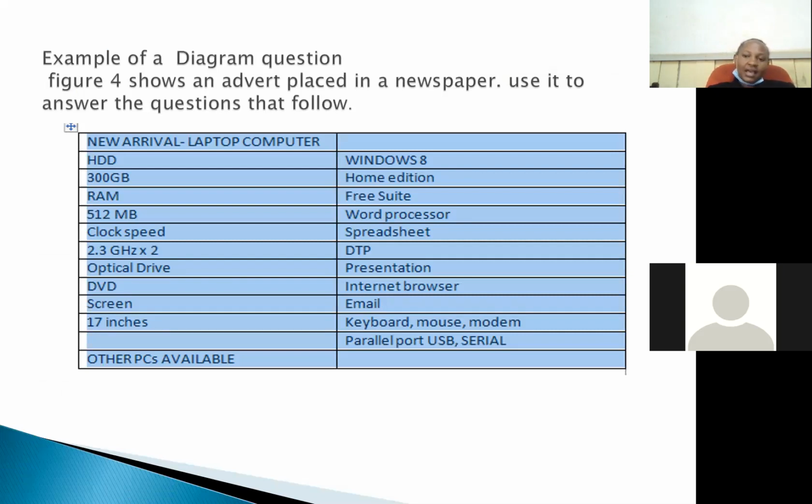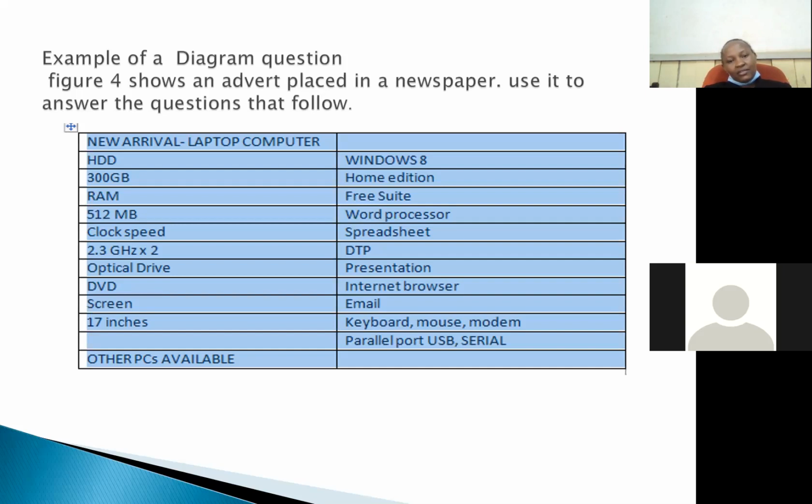So when you read this advert, you are seeing that there are new arrivals of laptop computers. The specs are: the HDD, 300 GB, the RAM, 512 MB. The clock speed is given. We have optical drives, that is DVD, and the screen, which is 17 inches. And you are told there are other PCs that are available.